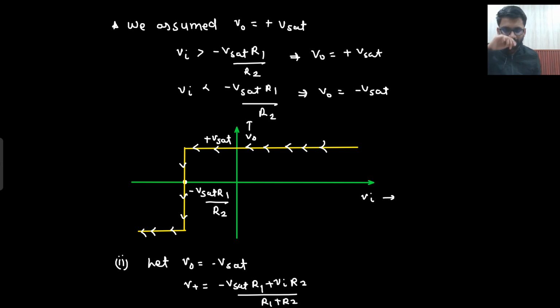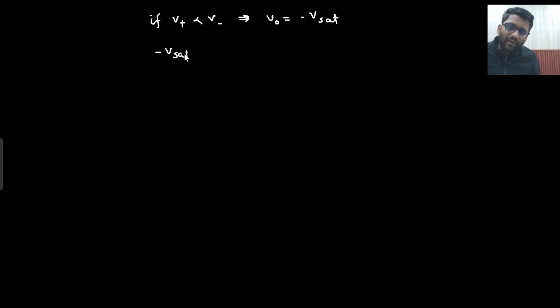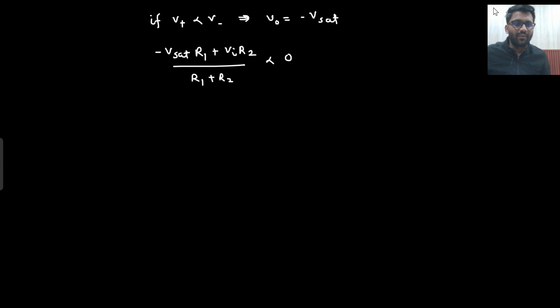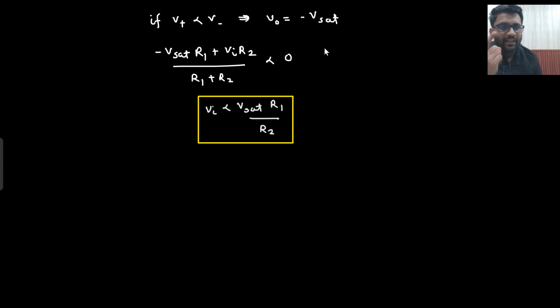So what is my V positive? Plus V in into R2 divided by R1 plus R2. So if I solve this equation, what I am getting is that V in should be less than V set into R1 divided by R2. What is the meaning? You are assuming your output is minus V set, so certainly you are satisfying this equation. Then only your output would be minus V set. So your input was actually lesser than this quantity, then only your condition would have been satisfied.